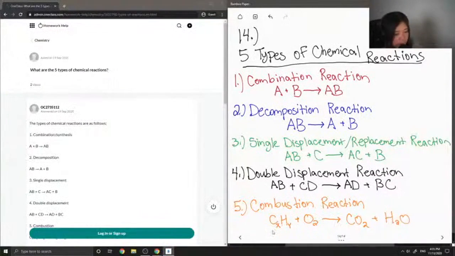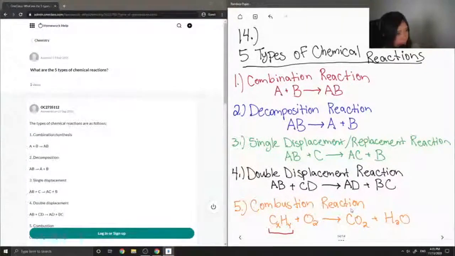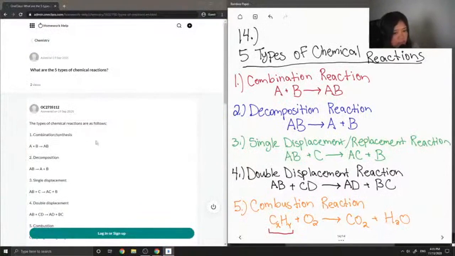So depending on which hydrocarbon you start at, you would need to balance out however many carbon dioxides and however many waters to balance out all the carbons and hydrogens in the equation. Okay, so these are the 5 types of chemical reactions.